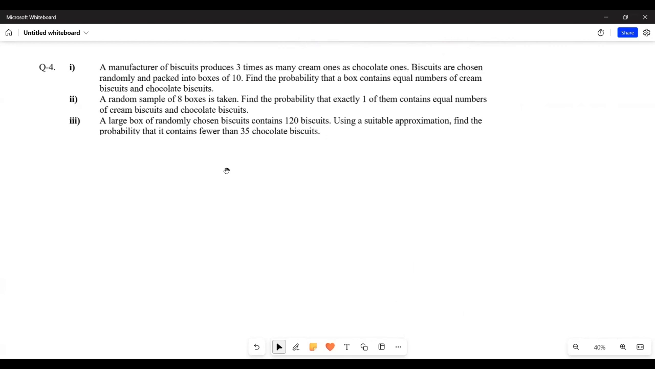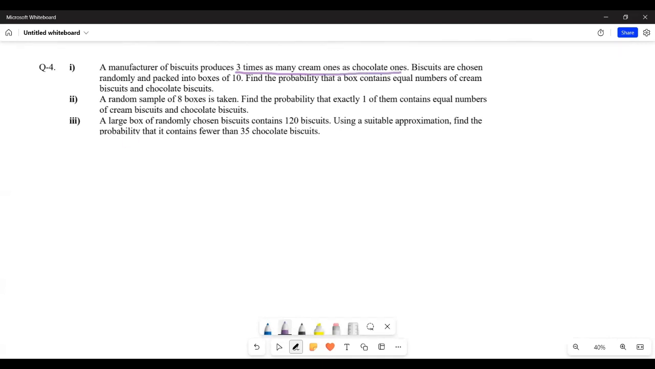A manufacturer of biscuits produces 3 times as many cream ones as chocolate ones. Biscuits are chosen randomly and packed into boxes of 10. Find the probability that a box contains an equal number of cream biscuits and chocolate biscuits. Okay. So first we have to find the probability of getting a cream biscuit and the probability of getting a chocolate biscuit. So what are we given? 3 times as many cream biscuits as chocolate biscuits.